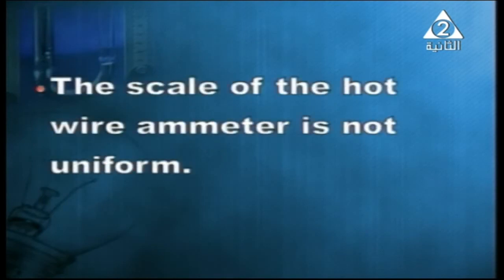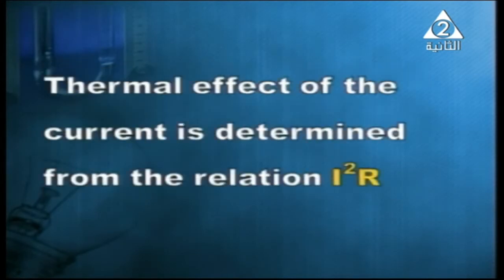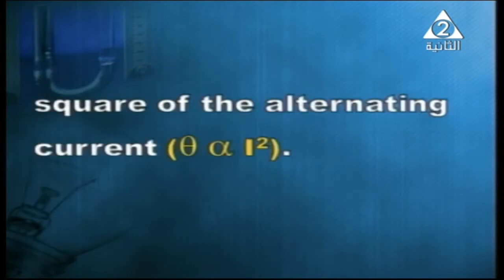Another, give reason: the scale of the hot wire ammeter is not uniform. The scale of the hot wire ammeter is not equally divided. Why? The function of the hot wire ammeter depends on the thermal effect of the electric current. Thermal effect of the electric current is determined from the relation I squared R. So the deflection of the pointer, denoted by theta, is directly proportional to the average value of the square of the alternating current. Theta is proportional to I squared. That's why the scale is not uniform.